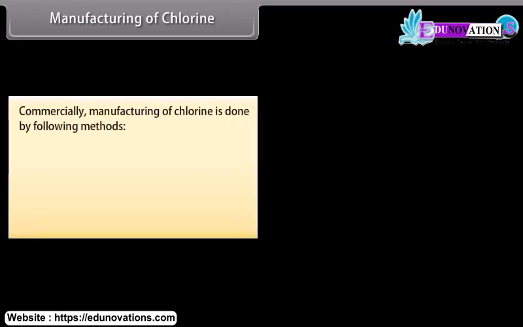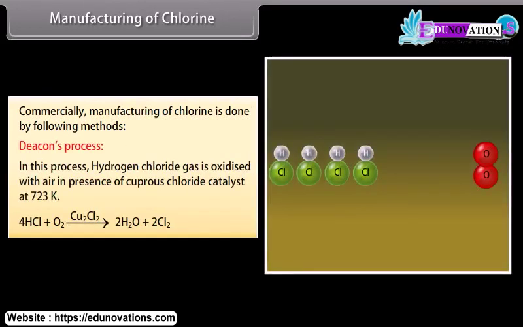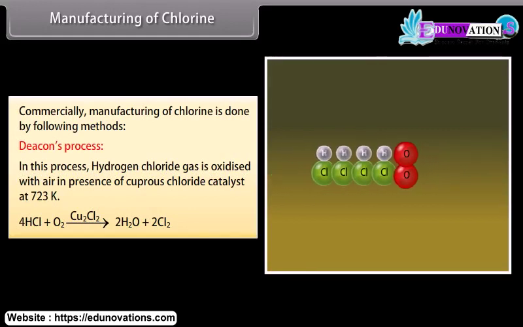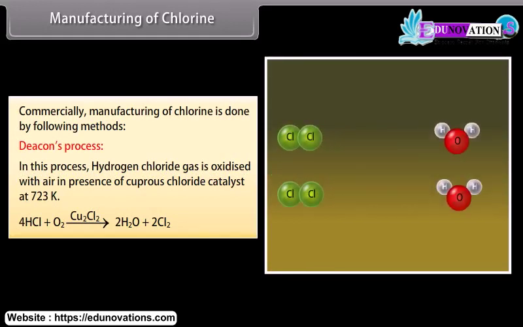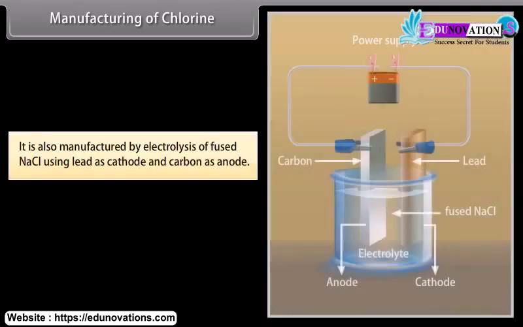Manufacturing of chlorine. Commercially, manufacturing of chlorine is done by the following methods. Deacon's process: in this process, hydrogen chloride gas is oxidized with air in the presence of cuprous chloride catalyst at 723 Kelvin. It is also manufactured by electrolysis of fused NaCl using lead as cathode and carbon as anode.